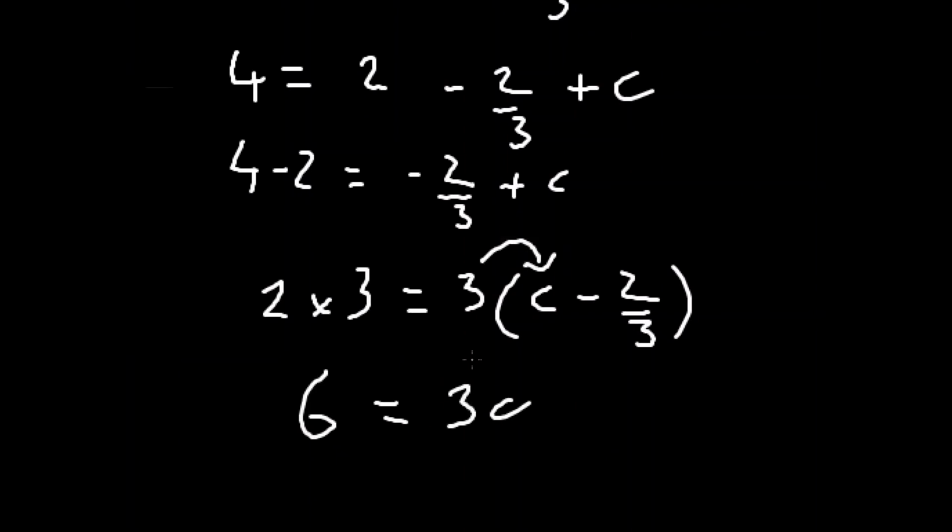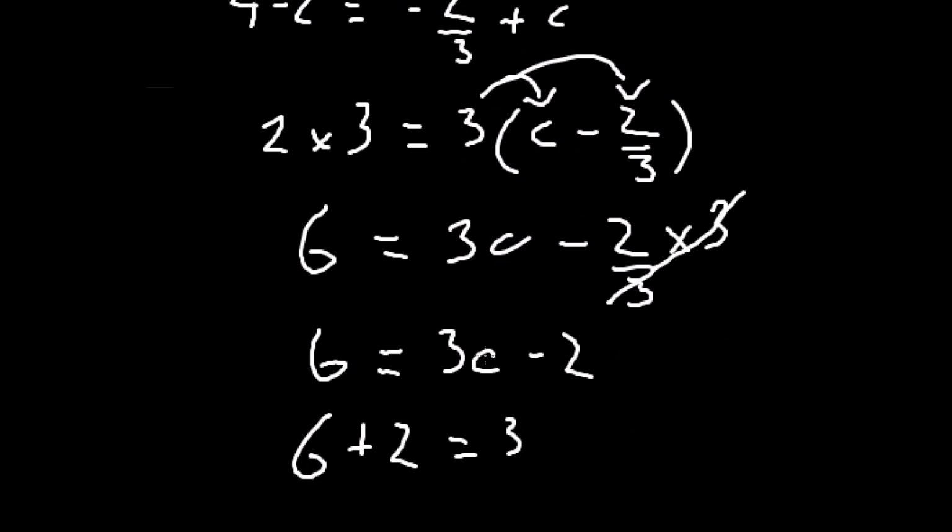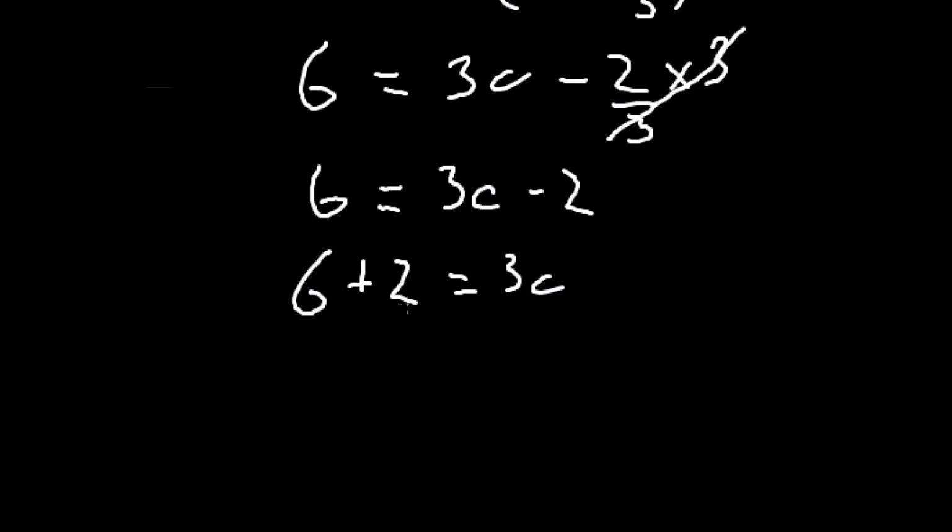So expand your bracket. You've done this before. And then minus 2 divided by 3. And look at the magic. It just disappears. So that's the trick to just eliminating fractions, and you don't have to do anything fancy. So finally, we're going to plus 2 to both sides. And we get 8, and that's equal to 3c. And finally, c is equal to 8 divided by 3.